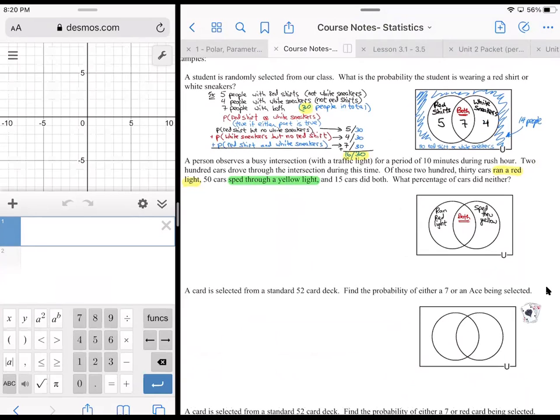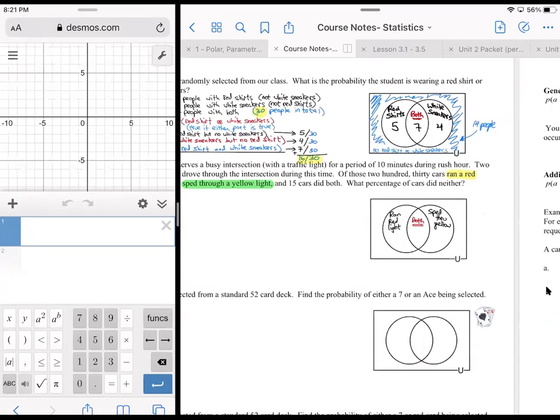No problem. All right, so that period of 10 minutes during rush hour, that's just information at this point, but it doesn't have any bearing on the probability, at least the way the question is structured. So 200 cars drove through the intersection during this time. That's like 30 people in a classroom, same idea. 30 cars ran a red light, 50 cars sped through a yellow light, and 15 cars did both. So 30 is the red.